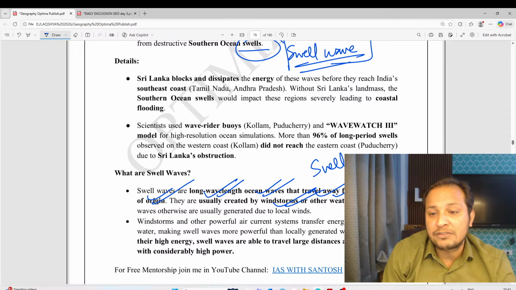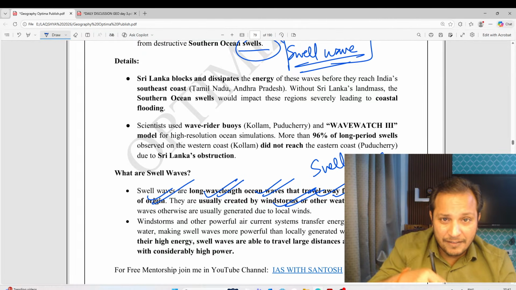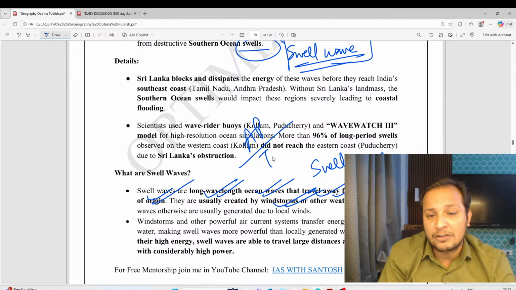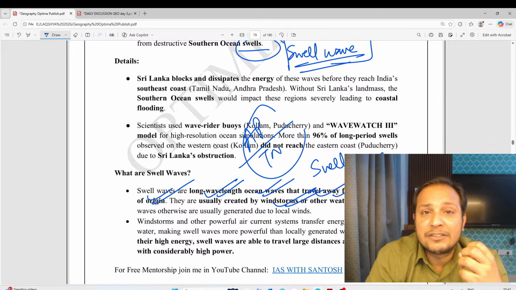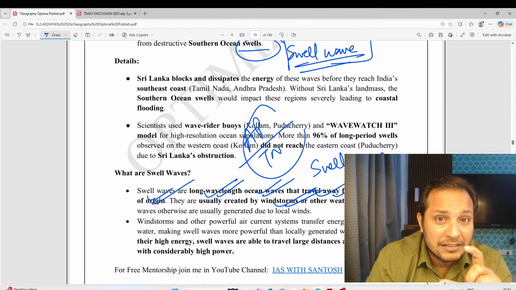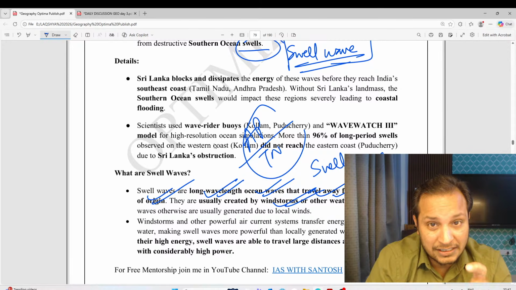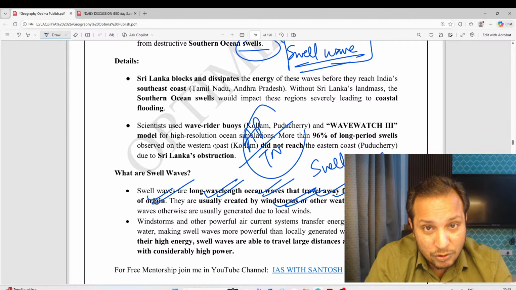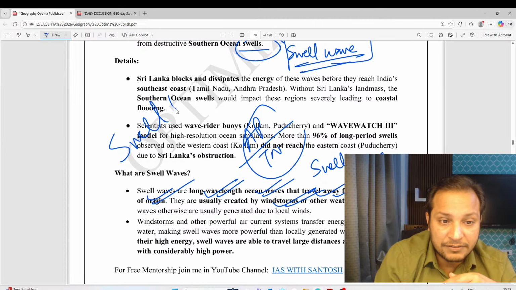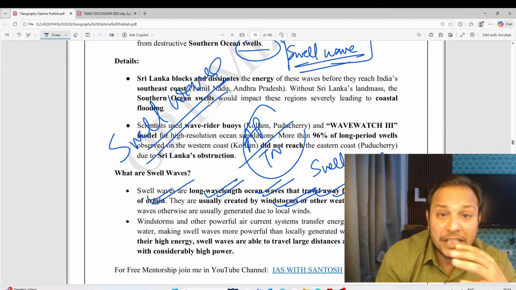If you see swell waves in India, the eastern coast, whether it is Andhra Pradesh or Tamil Nadu, they do not have so many swell waves. Why? Because of the location of Sri Lanka. Sri Lanka protects the southeastern coast from swell waves. This is very important. But on the Kerala coast we have a lot of swell waves. So location you should study.